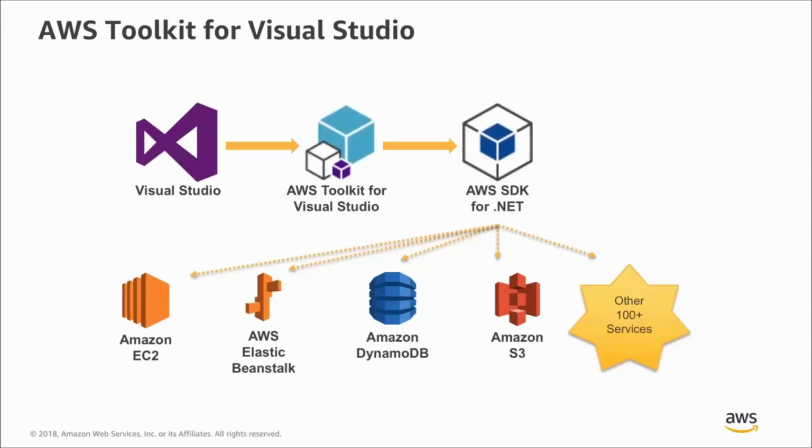So not only is AWS a platform to deploy your .NET application on, it's also a platform that you can leverage within your .NET application. You can leverage things such as DynamoDB, which is our NoSQL solution, or Amazon S3, our object storage, and 100 plus other services are at your disposal.